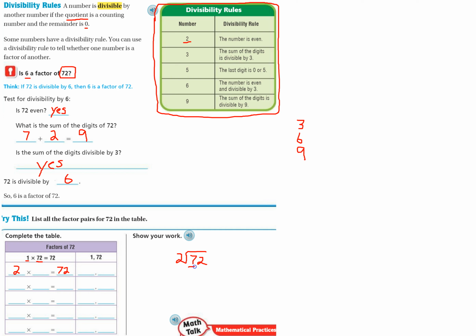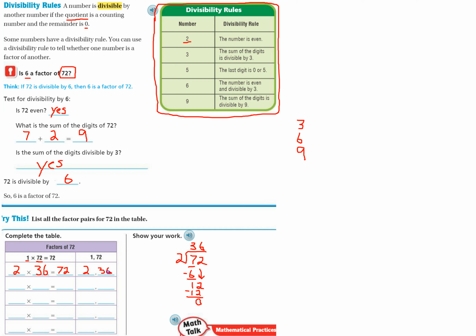Now I look at 2 into 7. It goes 3 times. 3 times 2 is 6. Subtract gives me 1. Bring down the 2. 2 goes into 12 now, 6 times. 6 times 2 is 12. Subtract. No remainder. Again, it has to have no remainder, and it doesn't have one. So 2 times 36 will give me 72. And if I'm listing the factors, that's going to be 2 and 36.